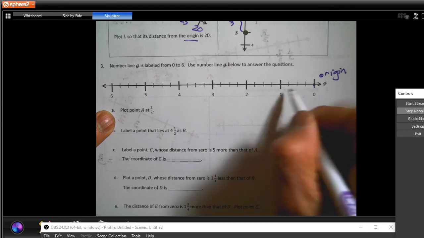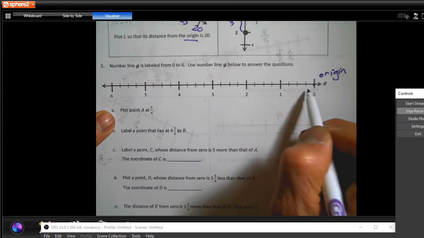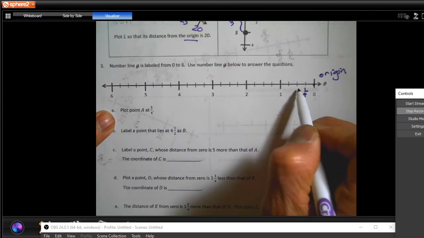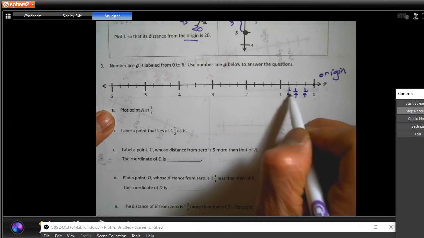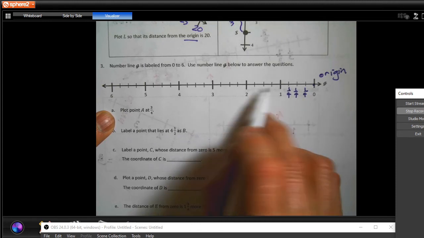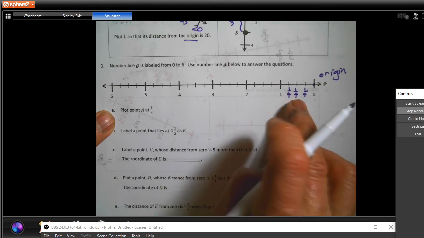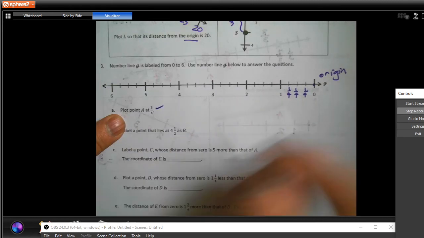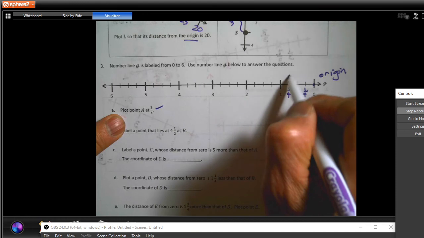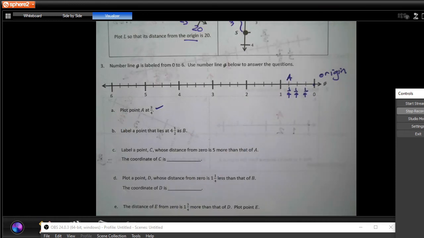From the origin, it says plot A at 3/4. I notice that this is 4 parts. So each of these is 1/4. This is 1/4, and this is 1/4. So every division between whole numbers is 4 parts. And 3/4 will be 1, 2, 3. So A will be labeled there.